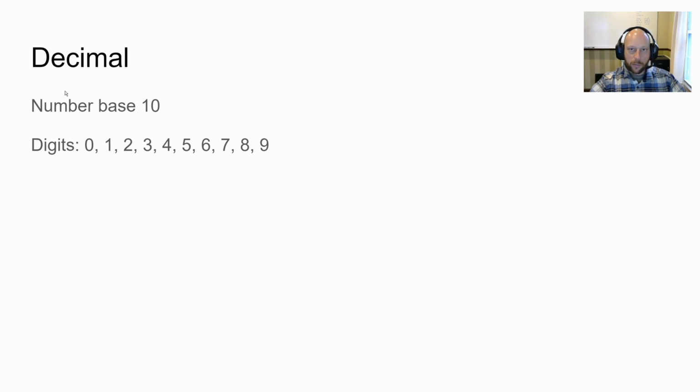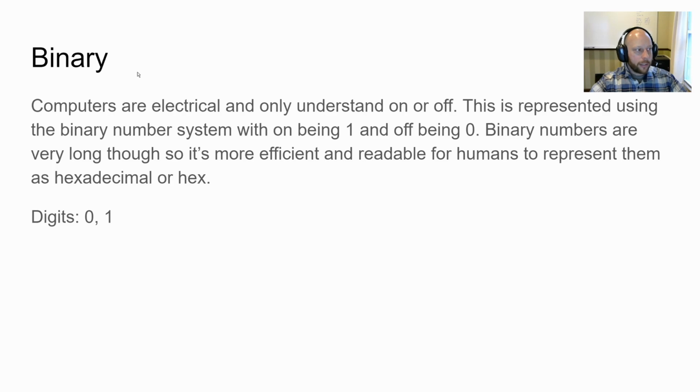So let's go over those number systems. Number base 10 is decimal, 10 digits. The digits are 0 through 9. That's the one we're most familiar with. Binary: computers are electrical and only understand on or off. It's represented using the binary system with on being 1 and off being 0. You can also think about electricity, that either there is electricity or there isn't electricity. That's how the computer works, a series of switches.